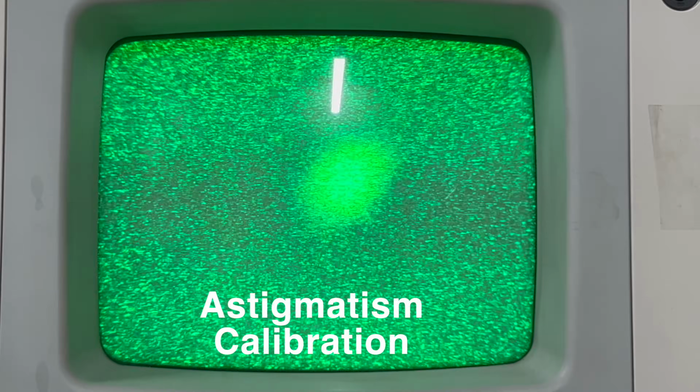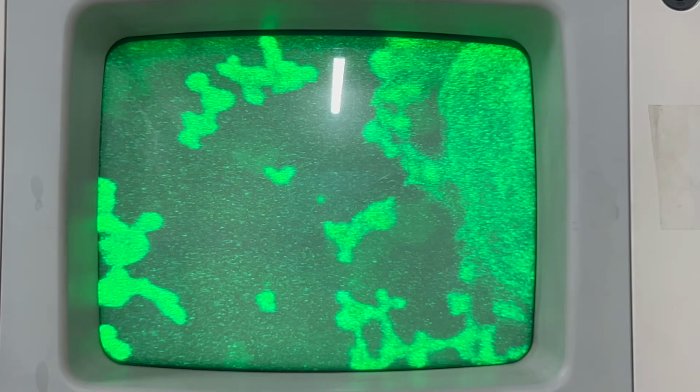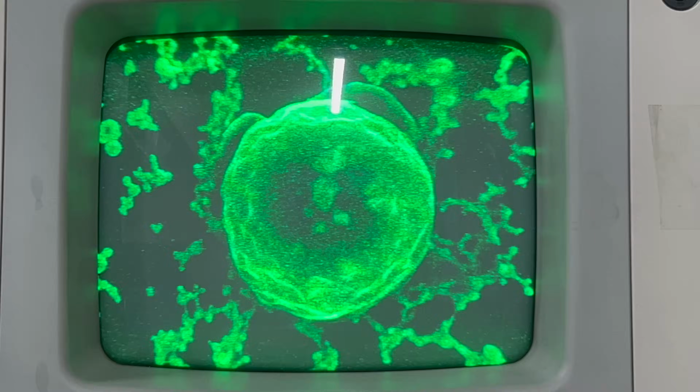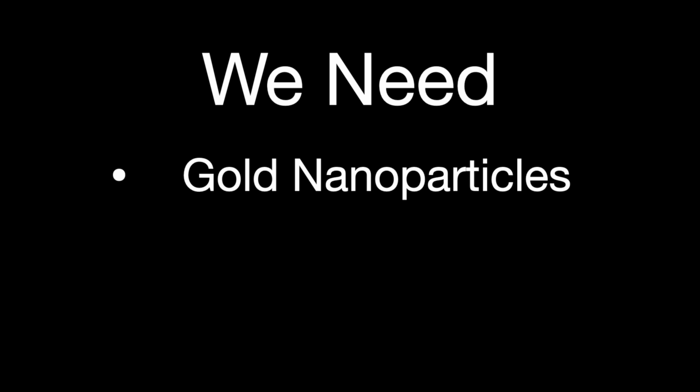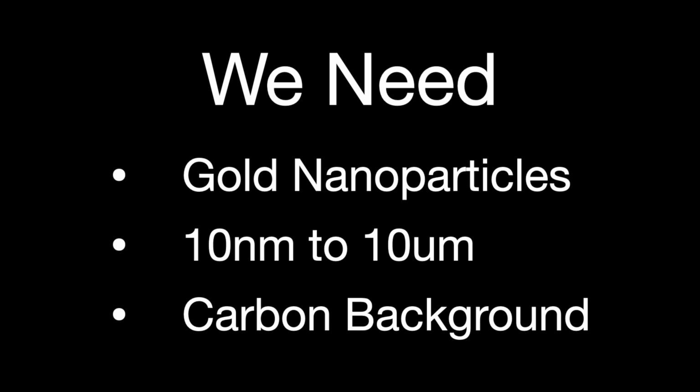Their simple geometry makes it very easy to calibrate the electron beam, at which point you can simply move over to your complex specimen knowing that your beam is properly adjusted. Okay, so we've established exactly what we want. We want gold nanoparticles of different sizes on a carbon background. So how do we get that?